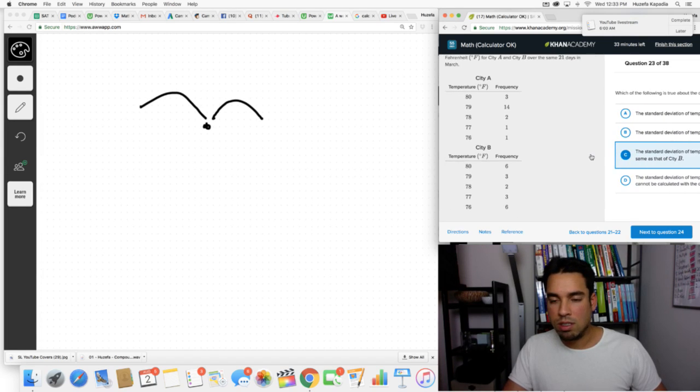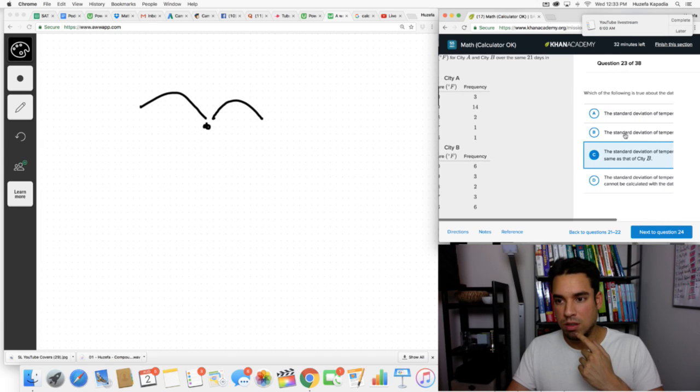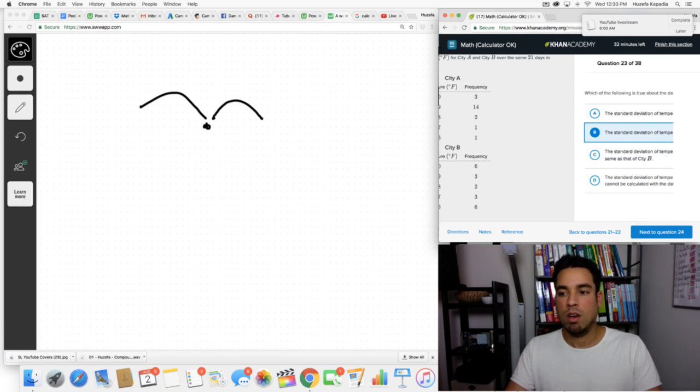I'm leaning towards it's the same because I feel like here's our mean, or no, sorry, in this case we've got our median right here. In this case, well, we don't have a median, we kind of have two medians. So standard deviation, you square the difference of all of these from this guy. All right, I'm gonna say the standard deviation of temperature in city B is larger. I'm just gonna go with that. I'm not too sure, so we'll read the explanation.